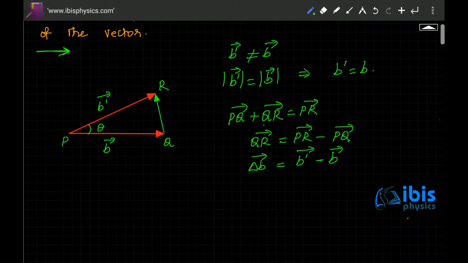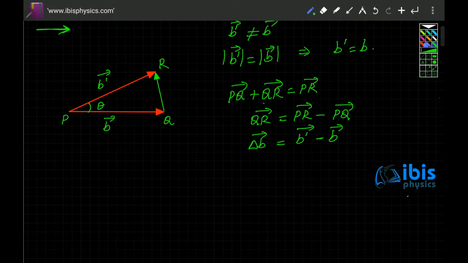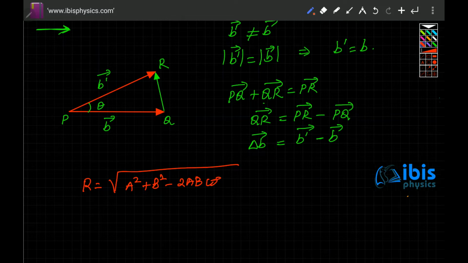So what is the difference in two vectors, which you already know this formula, the subtraction of one vector from the other. So r is equal to, if a is one vector, b is the other vector, a minus b vector's magnitude is a square plus b square minus 2ab cos theta. Otherwise you can also do this by doing a dot product.